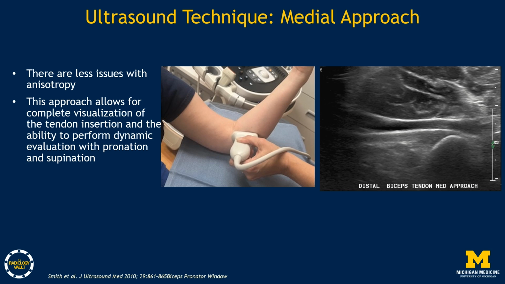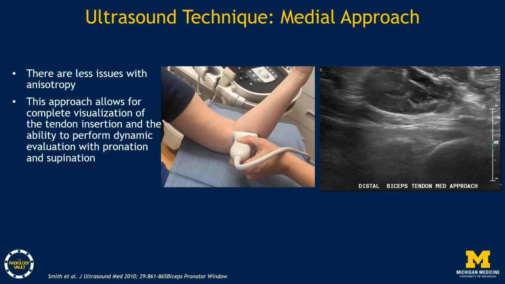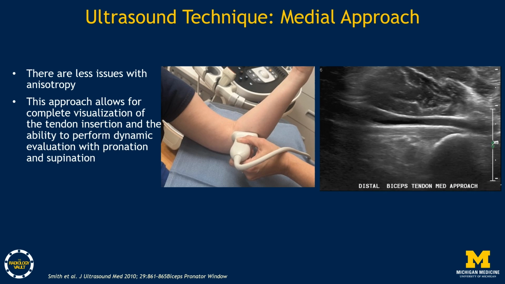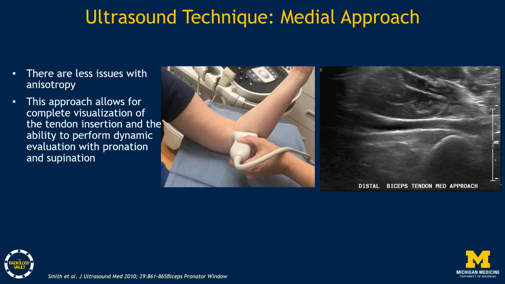This approach also allows the evaluation of the tendon with dynamic imaging. So we ask the patient to do pronation and supination, and you can see the normal motion of the fibers. This is very important when we are assessing for the presence of a partial versus a complete distal biceps tendon tear.